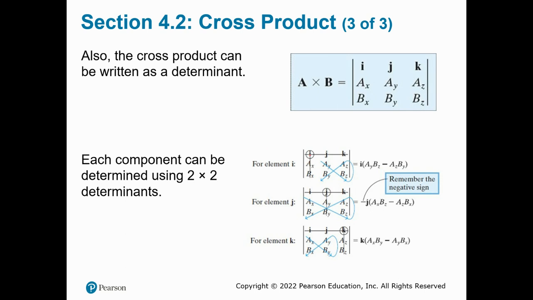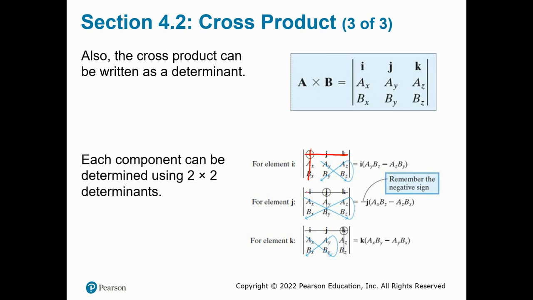For the i element, we're going to get rid of the column and the row that contains the i. So you're left with the 2 by 2, and then using that 2 by 2, you're going to go from left to right. Okay, Ay Bz, multiply that together, subtract Az times By. So that's your i component.